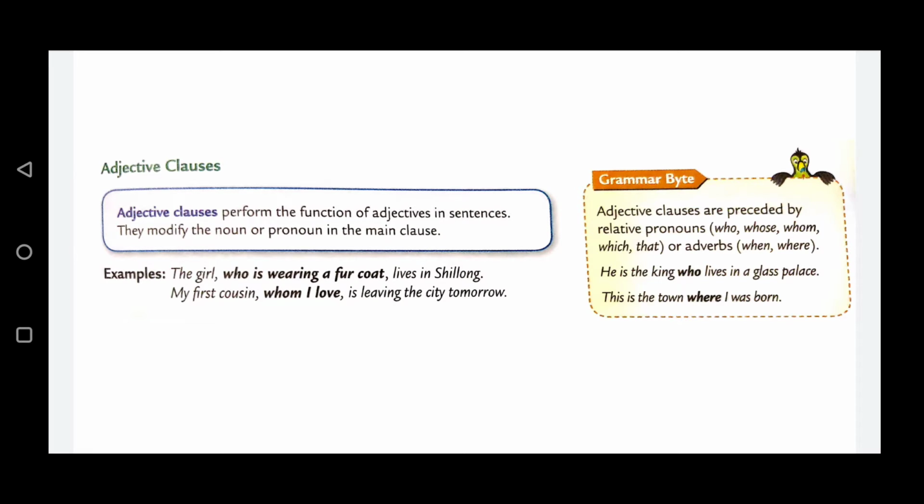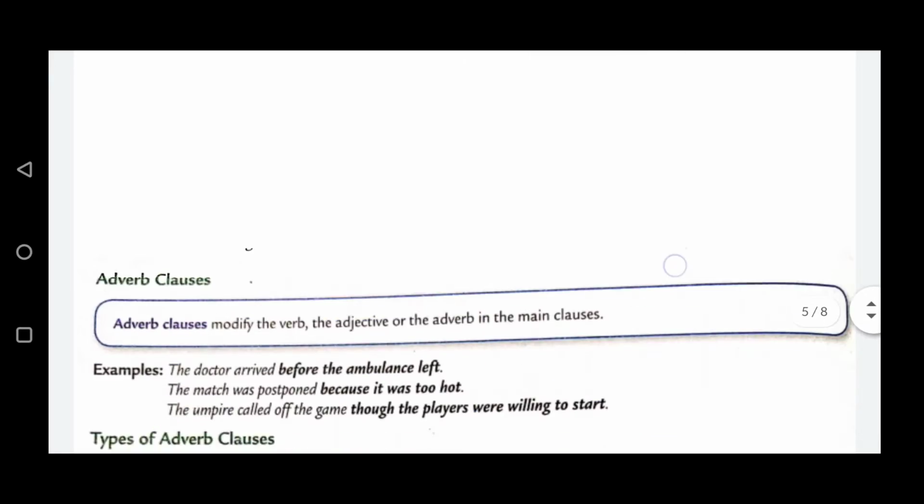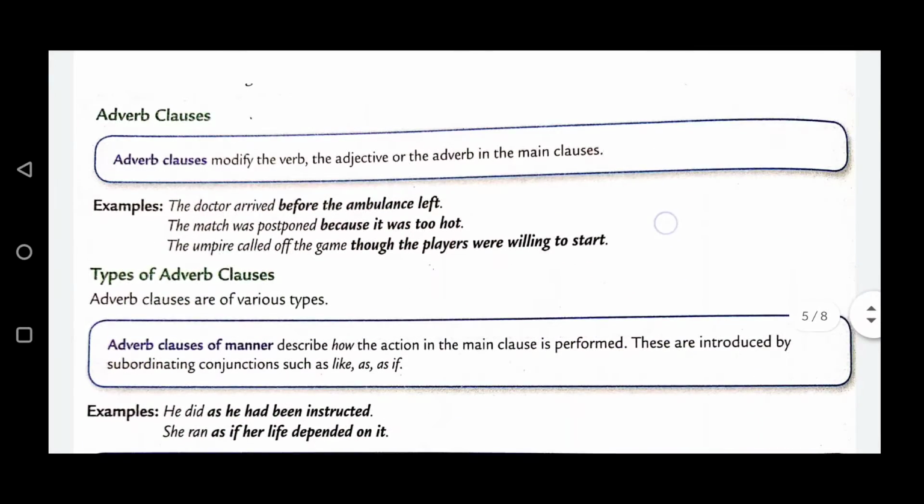He is the king who lives in a glass palace. Now it tells us more about the king. So who lives in a glass palace is your adjective clause and who is your relative pronoun. This is the town where I was born. Where I was born is the adjective clause and where is the relative pronoun for town. I hope that was clear, very very clear.